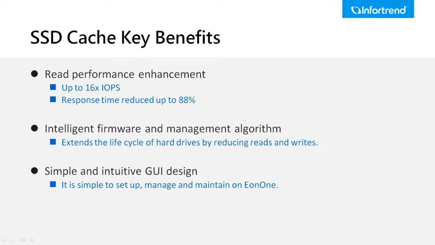Infortrend's proprietary firmware intelligently moves a copy of the most frequently accessed data from hard disk drives to the SSD cache pool, leading to quicker response to the user's read requests. Data from sequential reads or writes is not written to the SSD cache pool, but only random read data is stored in the SSD cache pool to make the most effective use of SSDs. It not only improves read performance, but also extends the life cycle of hard drives by reducing hard drive reads and writes. Therefore, it is suitable for random read-intensive applications such as online transaction processing and databases.